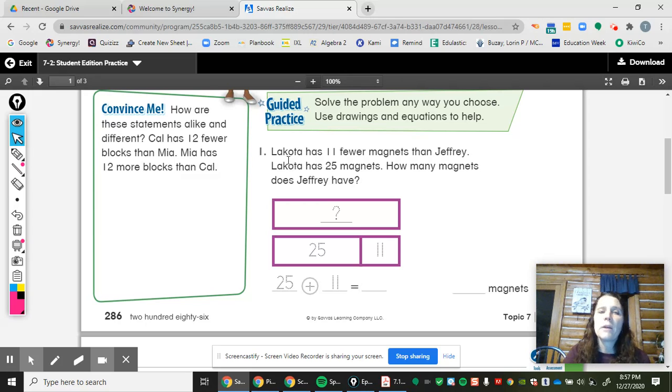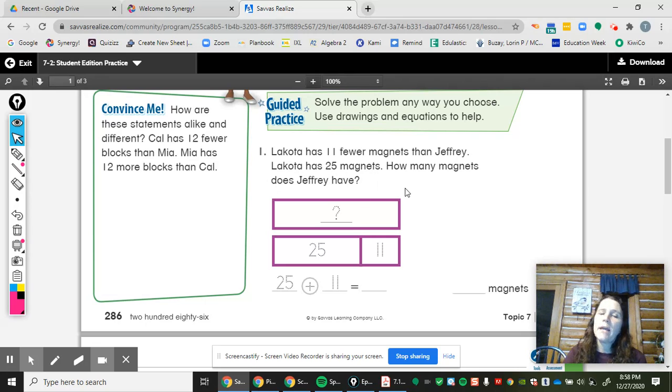So let's look now at the guided practice. You don't necessarily have to write anything on the convince me. We just kind of talked about it. But now let's look at the guided practice. The directions say, solve the problem any way you choose. Use drawings and equations. All right, so let's look at it. Lakota has 11 fewer magnets than Jeffrey. Lakota has 25 magnets. How many magnets does Jeffrey have?